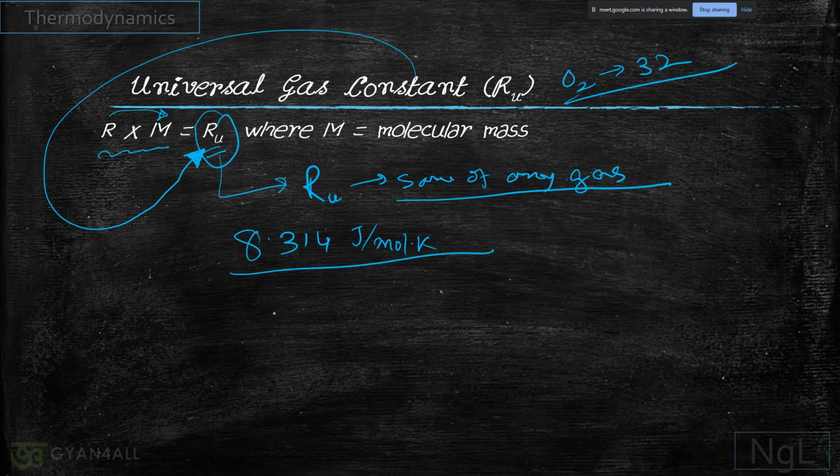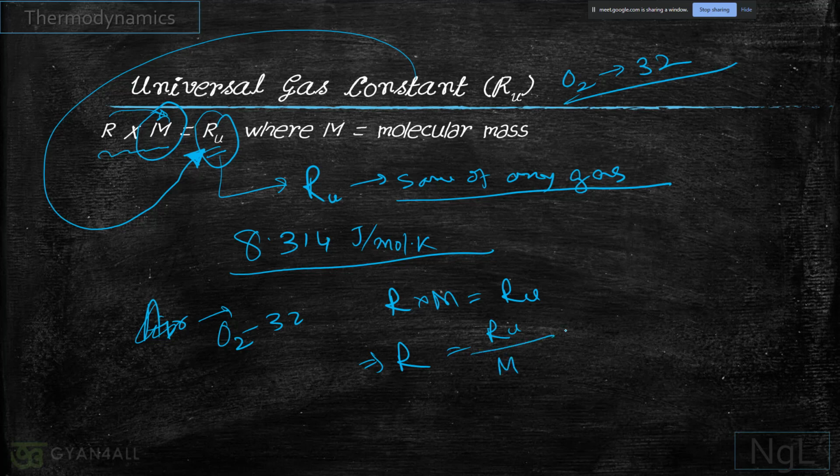So for some gas, if we know the molecular mass, we don't need the characteristic gas constant. For oxygen, if we know the molecular mass is 32, so R into M is equal to Ru. R value will be R is equal to Ru divided by M. Ru is equal to 8.314 divided by M, which is 32. So that will be the value of R.